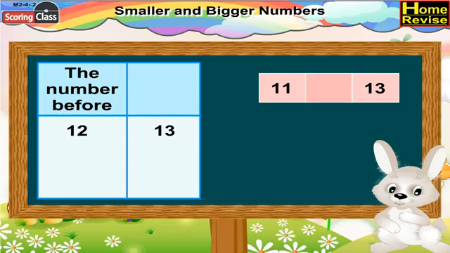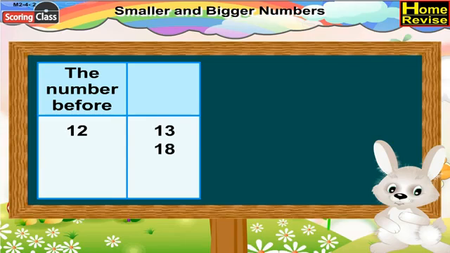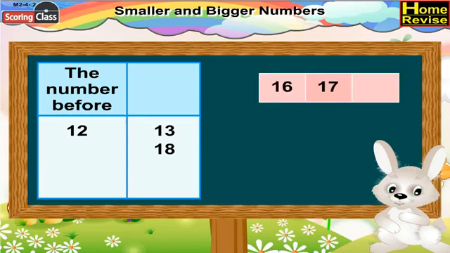Similarly, let us find out the number which comes before 18. Yes, it is 17. Which number comes before 16? Well, it is 15, 16, 17, right? So, 15 comes before 16. And which number comes before 19? Yes, it is 18.